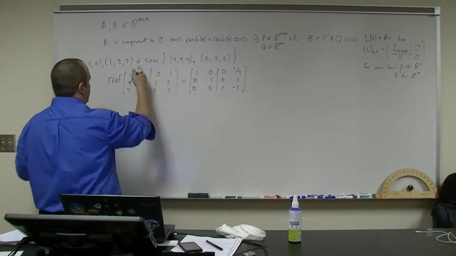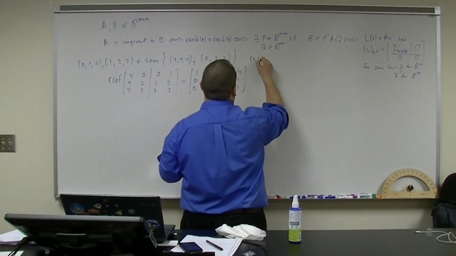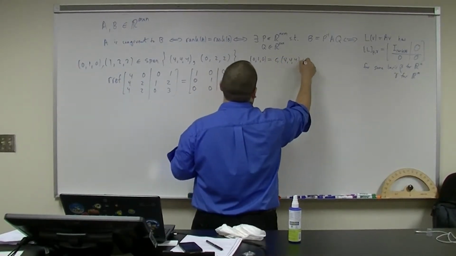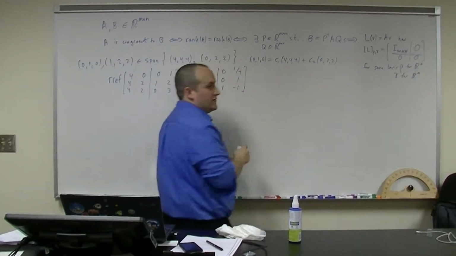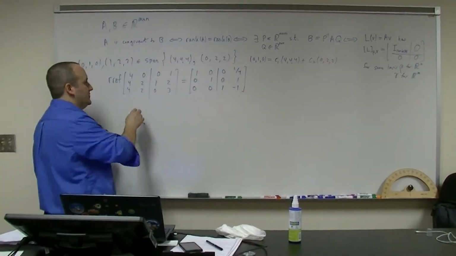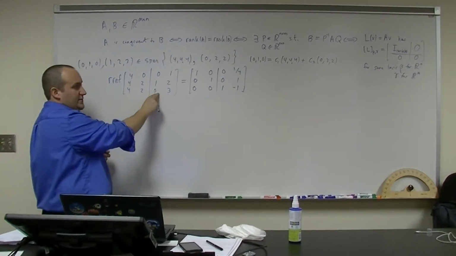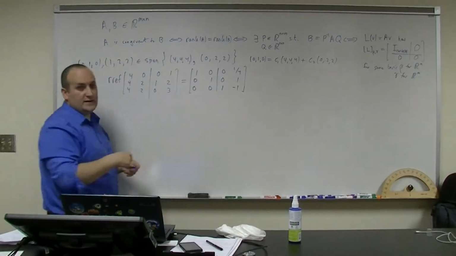I mean, to say it's in the span is to ask the question, for example, is 0, 1, 0 equal to C1 times 4, 4, 4 plus C2 times 0, 2, 2? So can I solve that equation? Well, that corresponds to this matrix of coefficients and that inhomogeneous term. And as you can see, it's an inconsistent system, yeah.